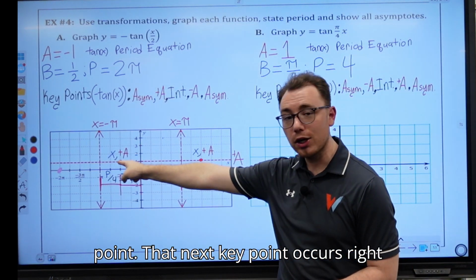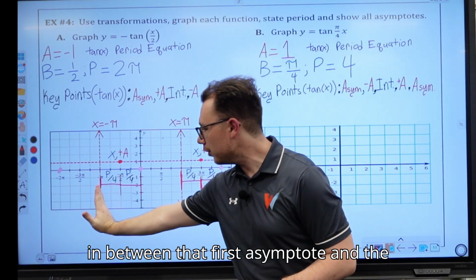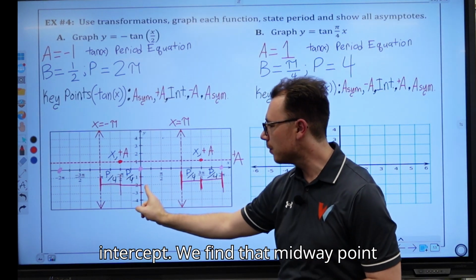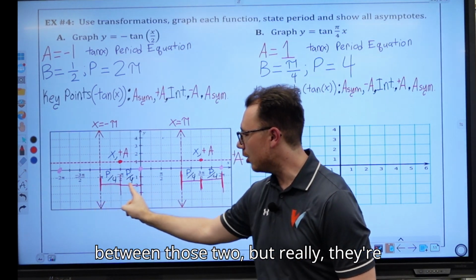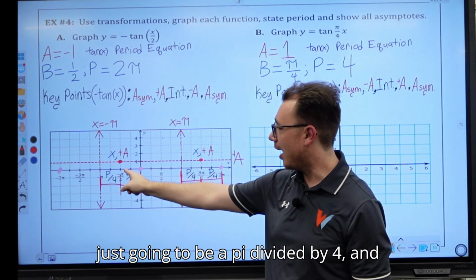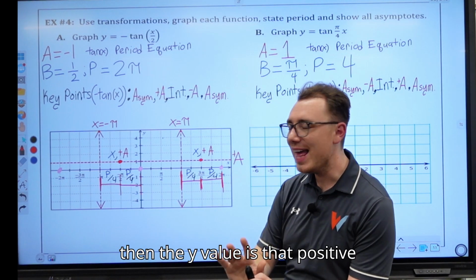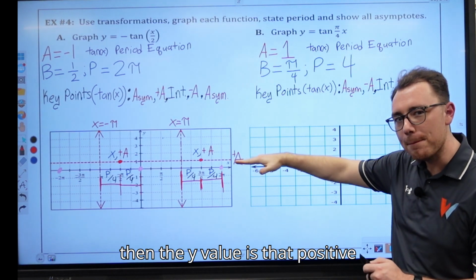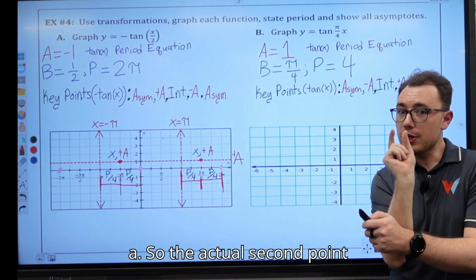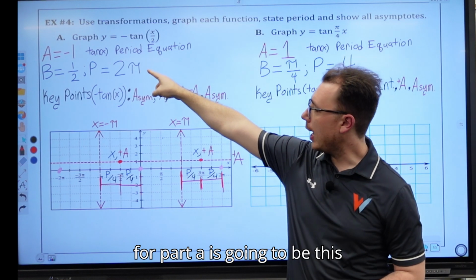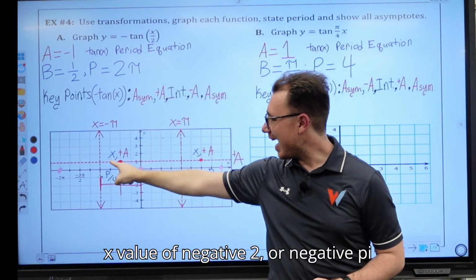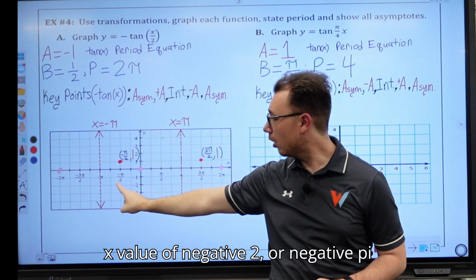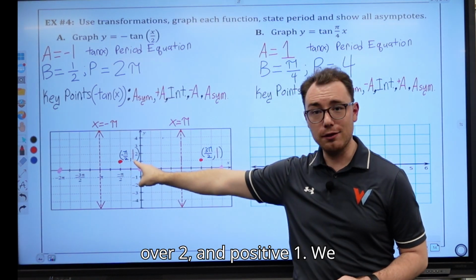That next key point occurs right in between that first asymptote and the intercept. We find that midway point between those two, but really they're just going to be a pi divided by 4. And then the y value is that positive a. So the actual second point for part A is going to be this x value of negative pi over 2 and positive 1.